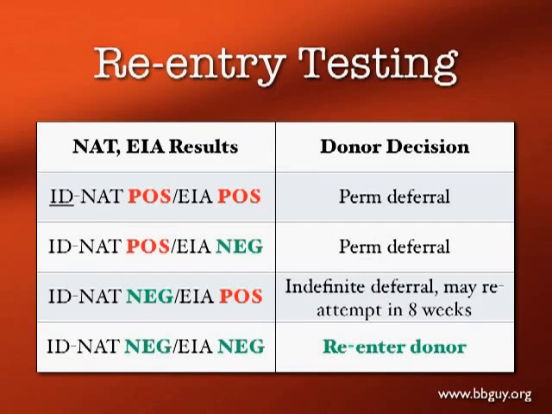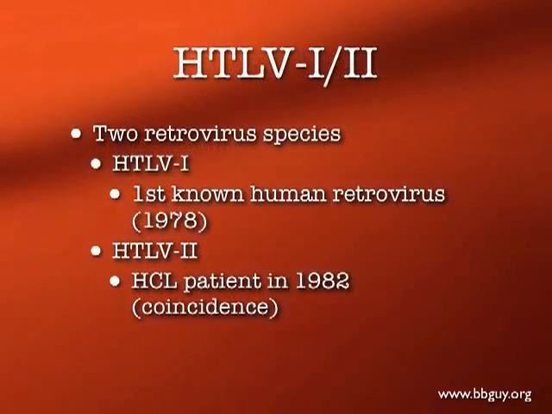Now, with the re-entry testing, again, the only way they're coming back right away is if they are negative for both, then the donor can be re-entered. All right, moving on. Let's talk about HTLV. HTLV was actually discovered before HIV. In fact, HTLV-1 was the first known human retrovirus, and HTLV-II was the second known human retrovirus. And that's the reason that HIV was originally called HTLV-III, because it was the third known human retrovirus.